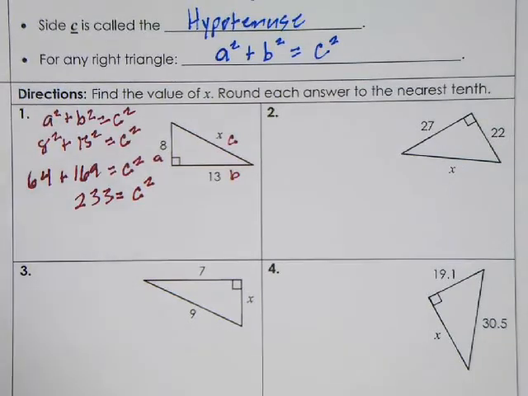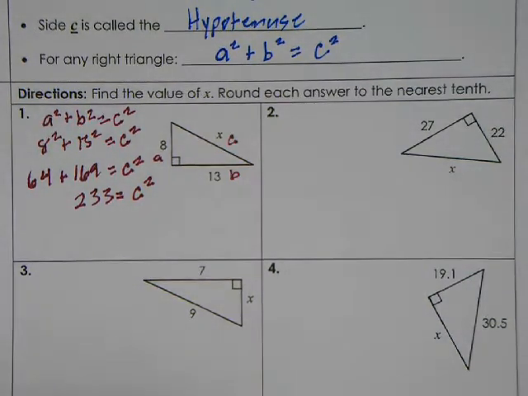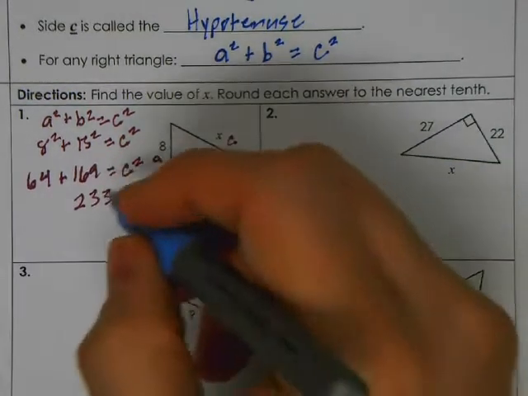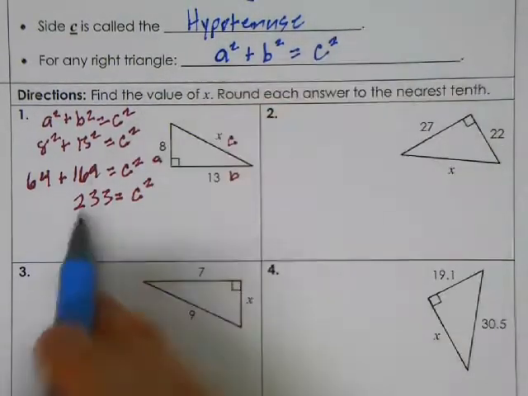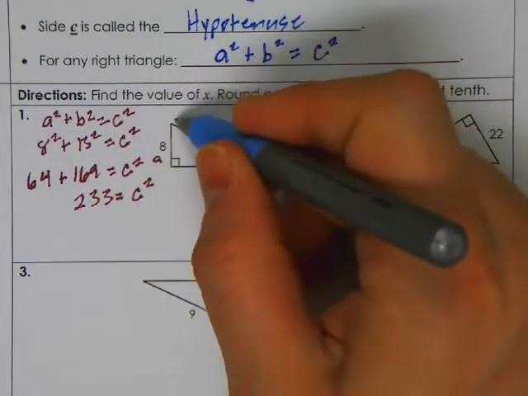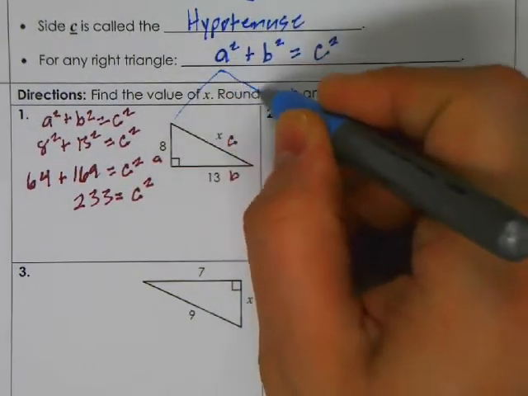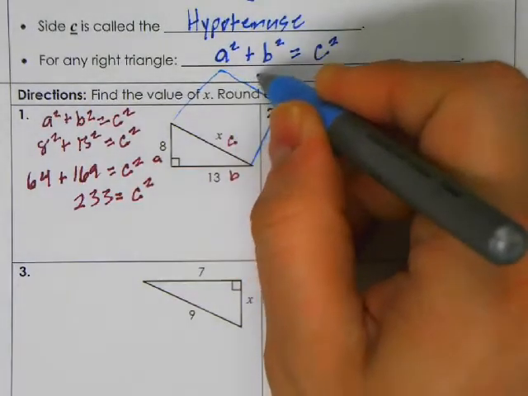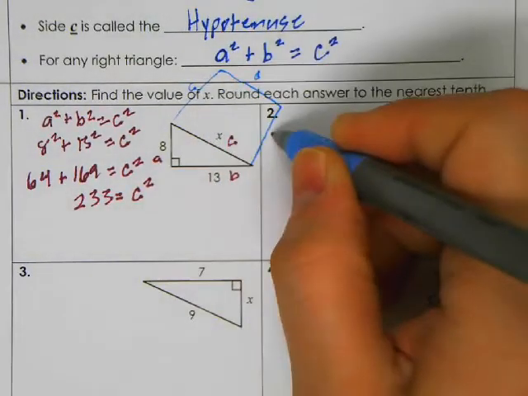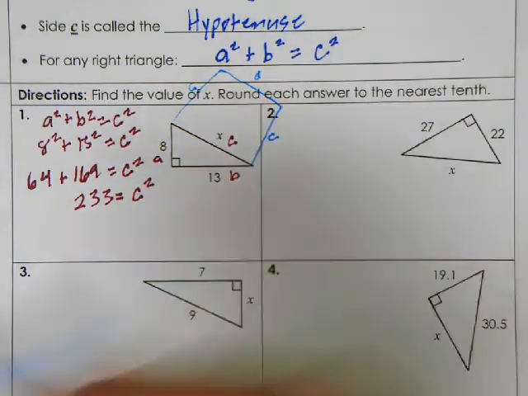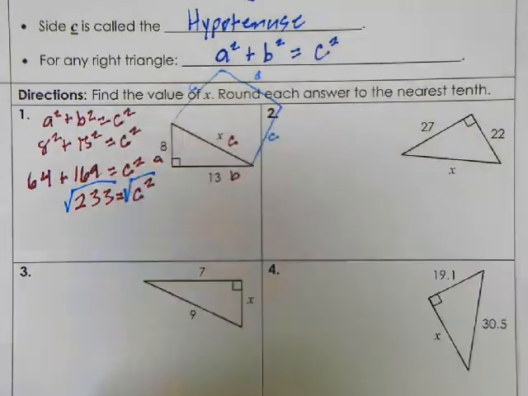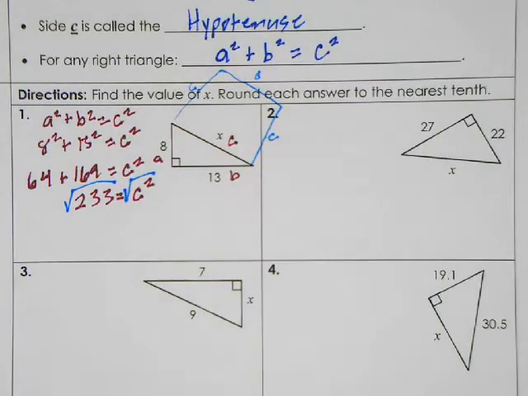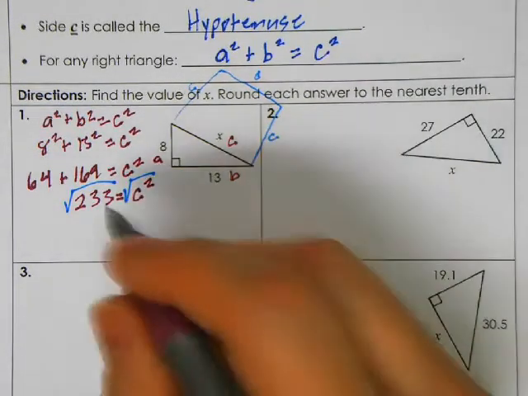Now at this point, we're not interested in what c squared is. We're interested in what c is, because right now c squared would kind of represent the area of a square where all sides had a length of c. So what we do at this point is take the square root of both sides to undo the c squared expression on the right side.